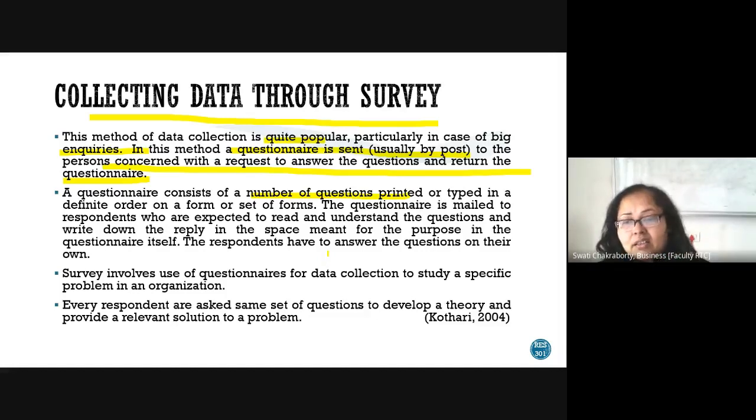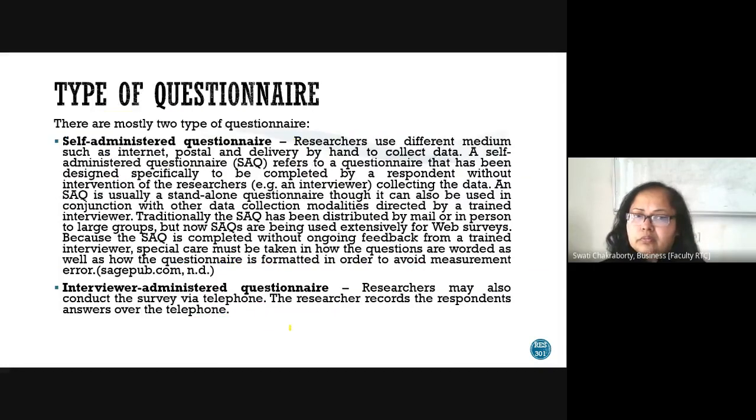The respondents have to answer the questions on their own. There won't be anyone to interpret or guide them. Survey also involves the use of questionnaires for data collection to study a specific problem in an organization. Each respondent is asked the same set of questions to develop a theory and provide a relevant solution to a problem. Now, there can be two types of questionnaire.